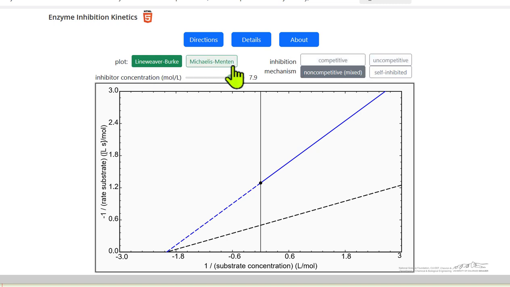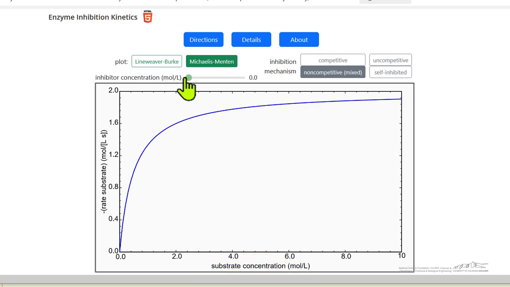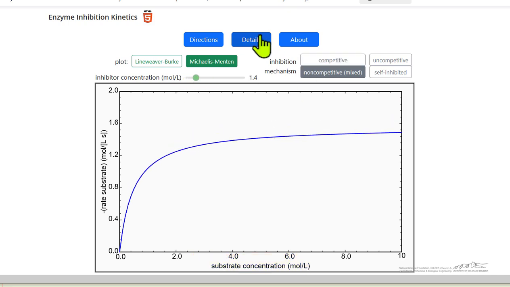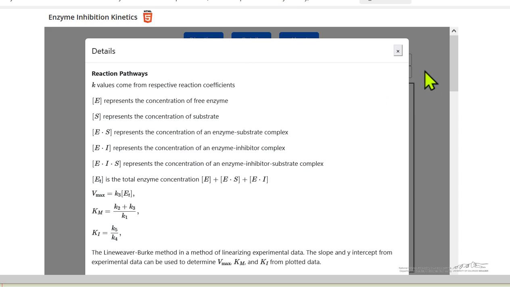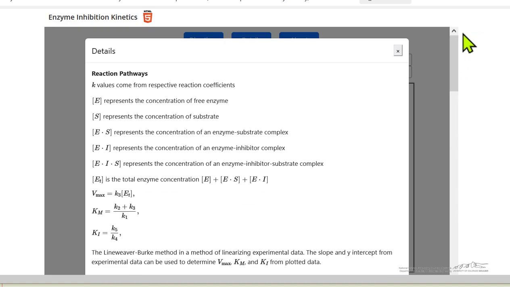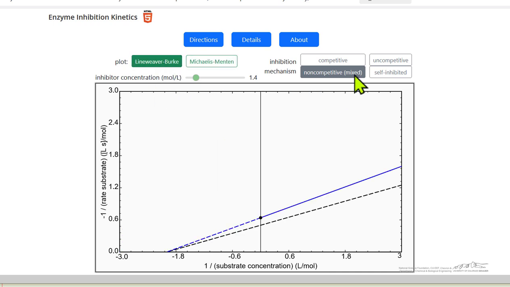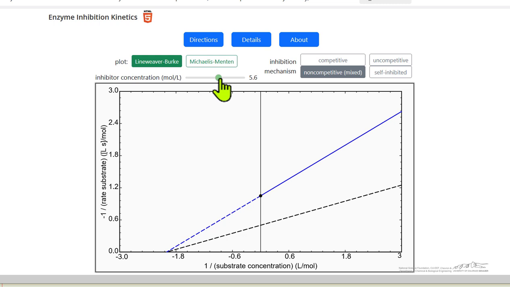So the simulation also allows you to look at Michaelis-Menten enzyme kinetics, where now we're looking at minus the rate of the substrate versus substrate concentration as the inhibition is decreased. Here are the equations and the symbols used to develop this simulation. And the idea is hopefully by looking at how different types of inhibition change the rate of reaction, we get a better understanding of these kinetics.